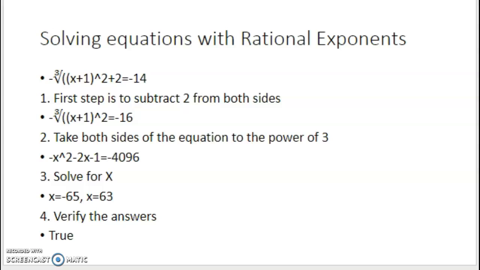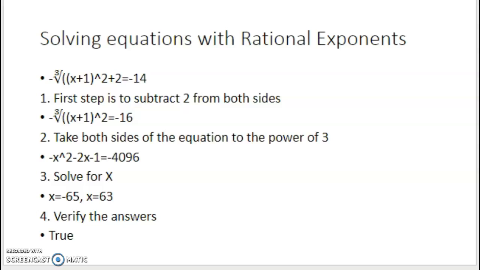The second step is to take both sides of the equation to the power of 3, and that gave me -x squared minus 2x minus 1 equals -4096. The third step is to solve for x, and I got x equals -65 and x equals 63.